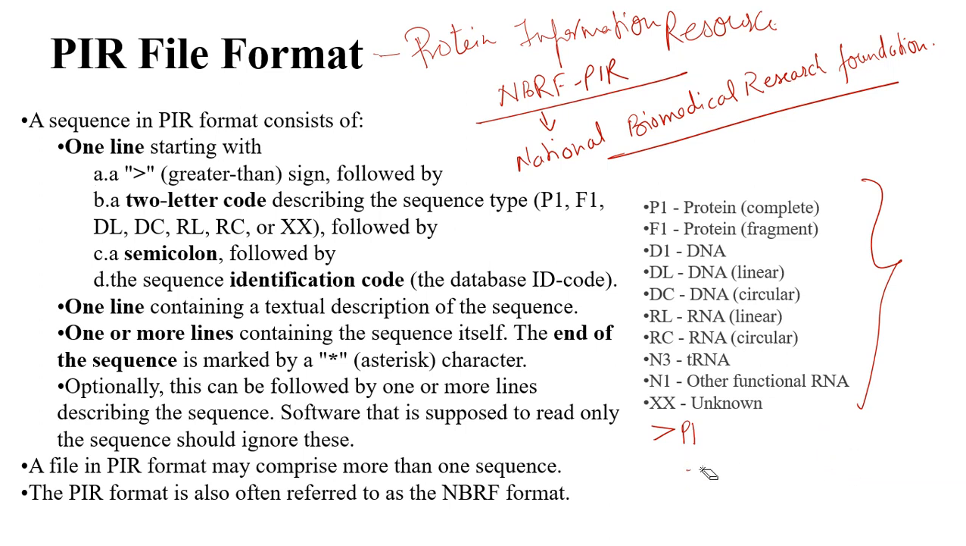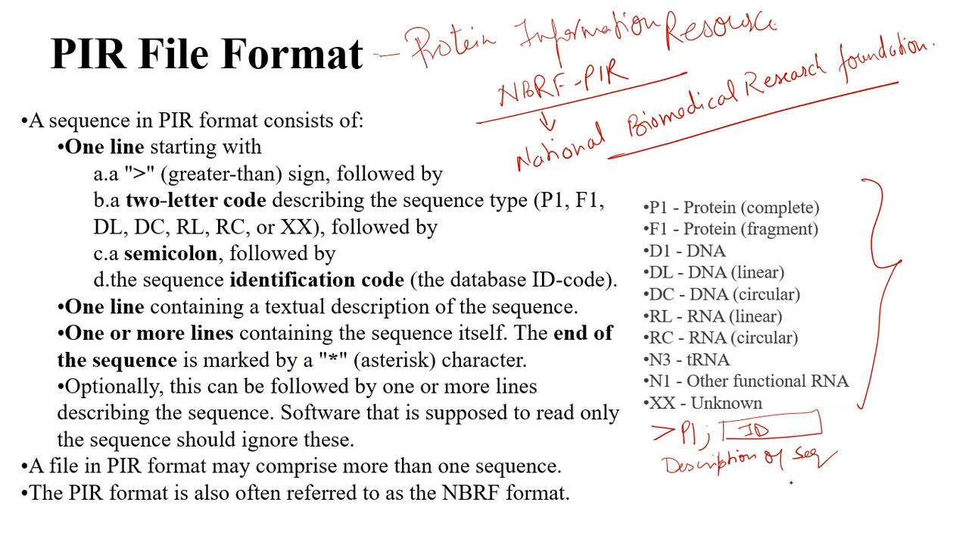Okay, so greater than P1, then a semicolon. Semicolon looks like this. Then the sequence identification code, the database ID. Then one line containing a textual description of the sequence. What is that particular sequence? Okay. Then one or more lines containing the sequence itself. The end of the sequence is marked by an asterisk.